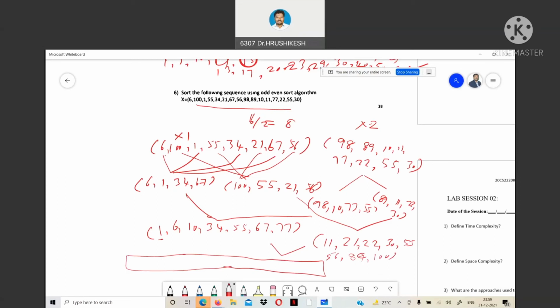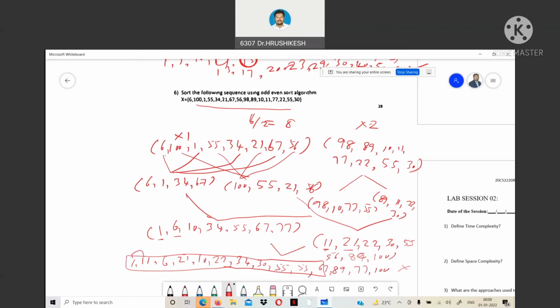One element from odd portion and first element from even portion are taken and written. Then next element from odd portion, next element from even portion, they were taken and written. And continue that: 10, 22, 34, 30, 55, again 55 came, then 67, 89, then 77, 100. This is not the final list, so we need to compare one element with the next element.